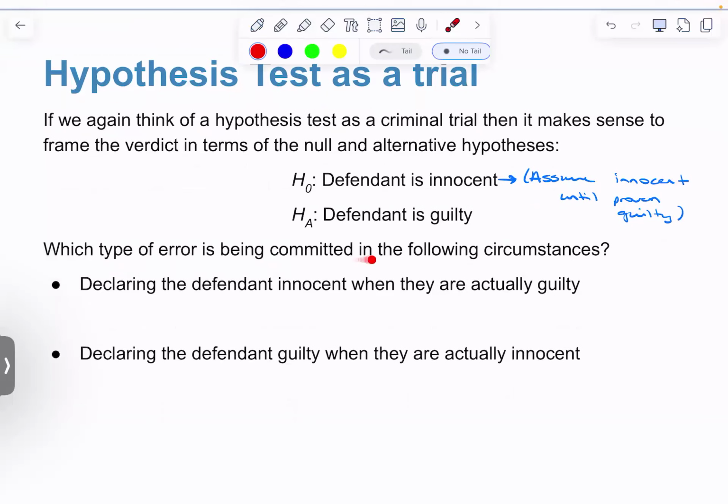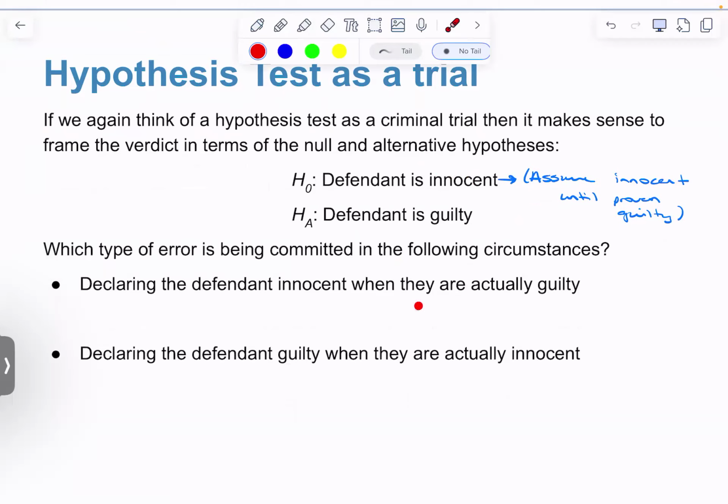Which type of error is being committed in the fall, and then the alternative is, of course, that the defendant is guilty, right? But you don't want to jump to that conclusion until you have enough evidence against H naught, right? So which type of error is being committed in the following circumstances?